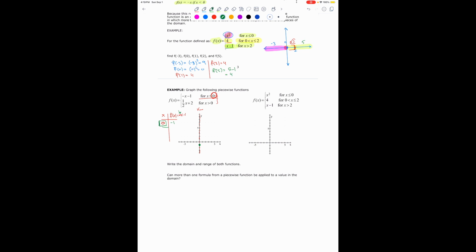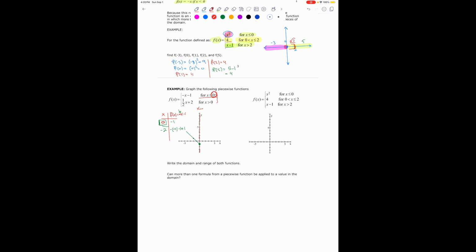Next, I'll choose another point that is less than 0. So I'm going to choose -2. And then if you plug -2 in, you'll get 2 minus 1, that is 1. So the second point is -2 and 1, right here. And then you're going to graph this part of the equation, which is basically a line in this case. Next, you're going to create another table for the other interval.